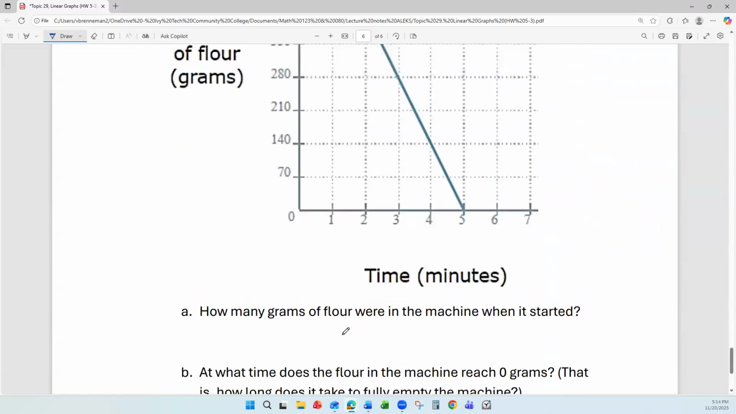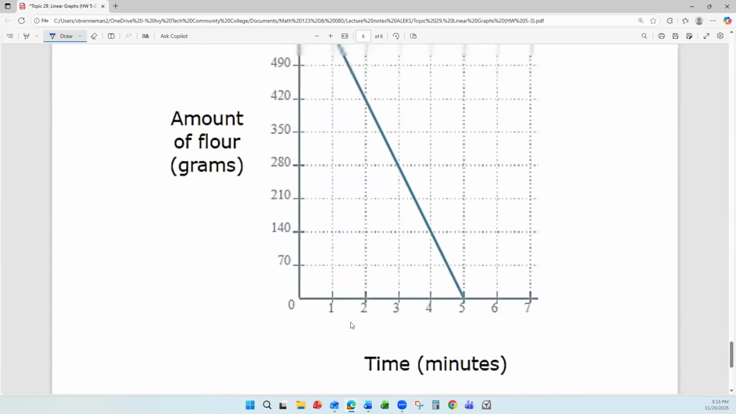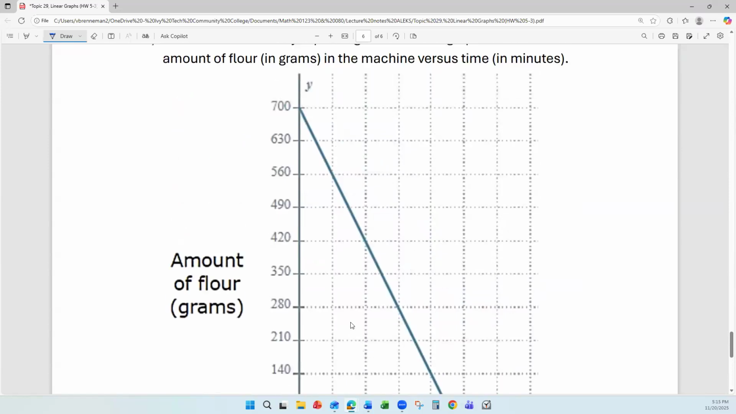So how many grams of flour were in the machine when it started? When it started would be at time 0. So at time 0 here, looking at where the graph is, it is starting at 700 grams.